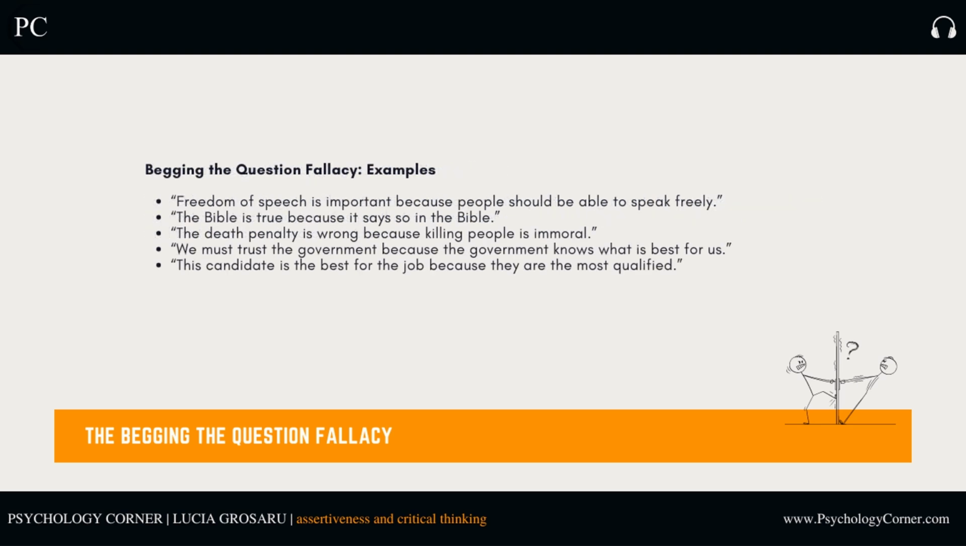Begging the question fallacy. Examples. Freedom of speech is important because people should be able to speak freely. The Bible is true because it says so in the Bible. The death penalty is wrong because killing people is immoral. We must trust the government because the government knows what is best for us. This candidate is the best for the job because they are the most qualified.